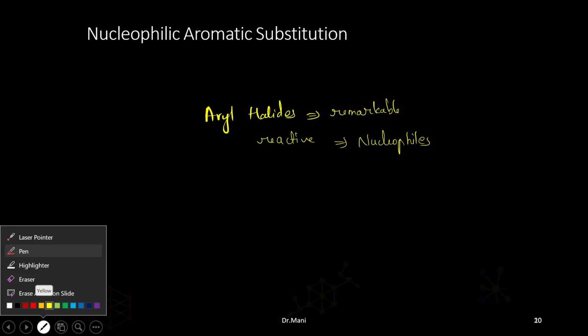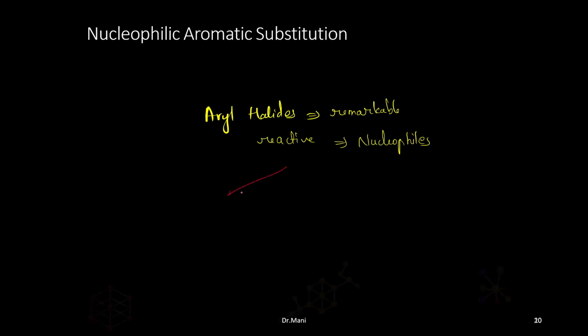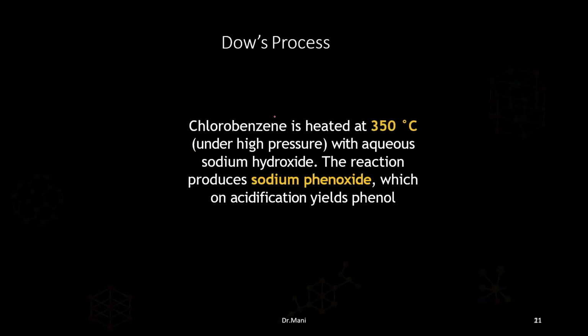So one such condition is, first, you need to maintain proper conditions that match the aryl compounds, not the alkyl compounds. Second, you use certain substituents. So let's see what these are. First, suppose Dow's process. In order to proceed with this nucleophilic reaction, you need to heat the chlorobenzene, which is an aryl halide.